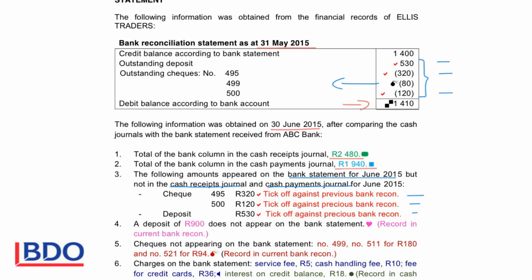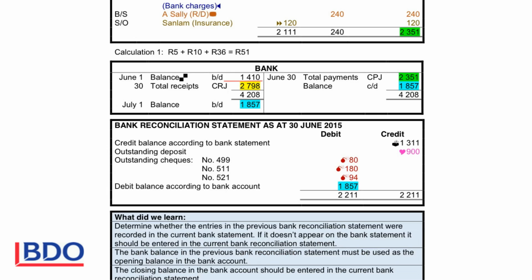If we look at number 4, a deposit does not appear on the bank statement. That means that we've already recorded it in the journals, but the bank will only record it in the next bank statement. So in the bank recon, we have to show this as an outstanding deposit. In the bank reconciliation, we will show that there's an outstanding deposit of 900 Rand.